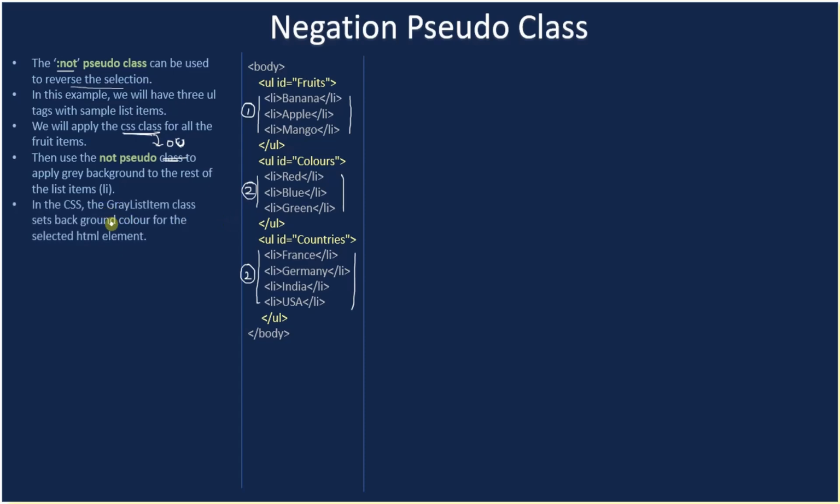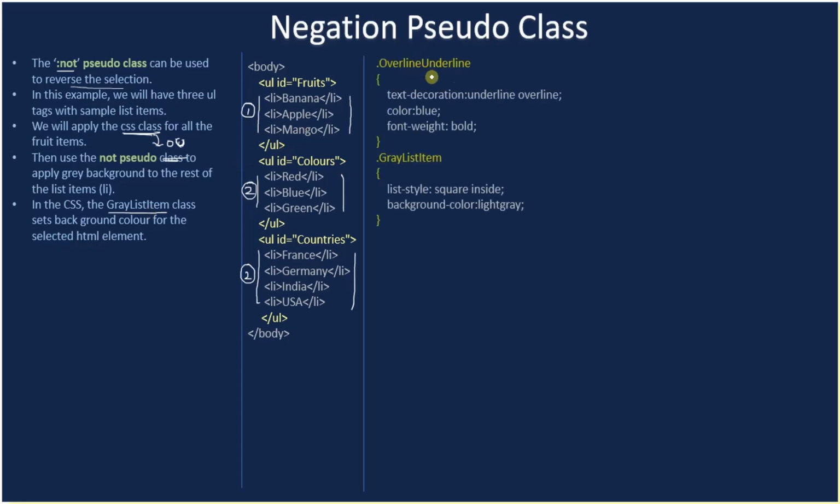In the CSS, the gray list item class sets the background color for the selected HTML element. So in the CSS, we define gray list item. We previously defined underline and overline. Now we will define one more class. Here, if you see, this is one class, underline overline. Then we define one more class in our CSS file and we name it gray list item.